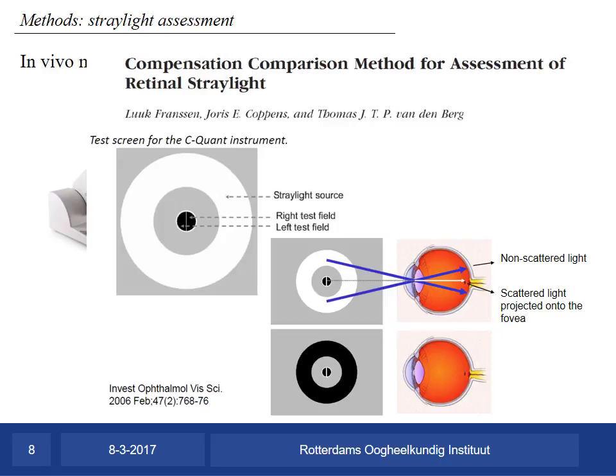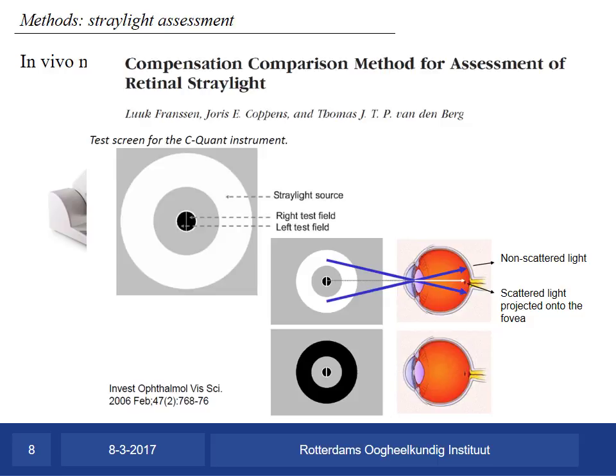It works based on the compensation comparison method that was described in detail by Franssen in this paper. Just very briefly speaking, a subject fixates on the test field that is divided into two halves. During the measurement procedure, the straylight source, this ring, starts flickering in black and white. Then, because of straylight of the eye, part of the light is projected onto the fovea. A weak flicker appears in the test field, which with zero straylight would appear black.